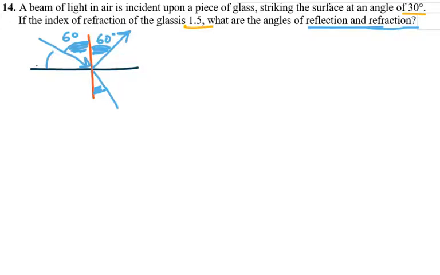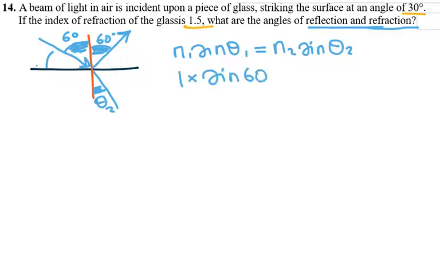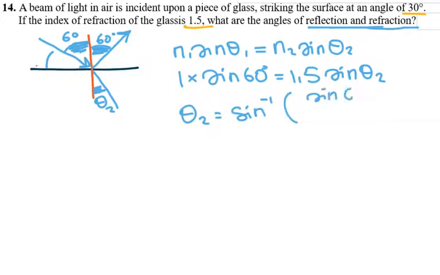And then for Snell's law, I have n1 sine theta 1 is equal to n2 sine theta 2, and this is theta 2. So I have air is 1, index of refraction, sine of 60 degrees is equal to, for the glass we have 1.5, and sine of theta 2. So theta 2 is equal to arc sine, or inverse sine, of sine 60 divided by 1.5. And that will give me theta 2 is equal to 35 degrees.